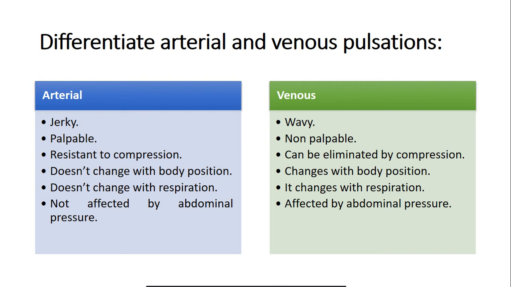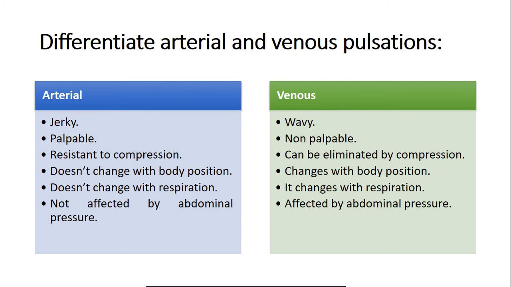Arterial pulse is resistant to compression. If you compress at the root of the neck, the arterial pulse is still present, but the venous pulse can be eliminated if you press at the root of the neck. Arterial pulse doesn't change with body position, but as I told you, venous pulses change with body position, up and down. So arterial doesn't move. It's very strong. It doesn't change with respiration, but venous pulses actually change with respiration.